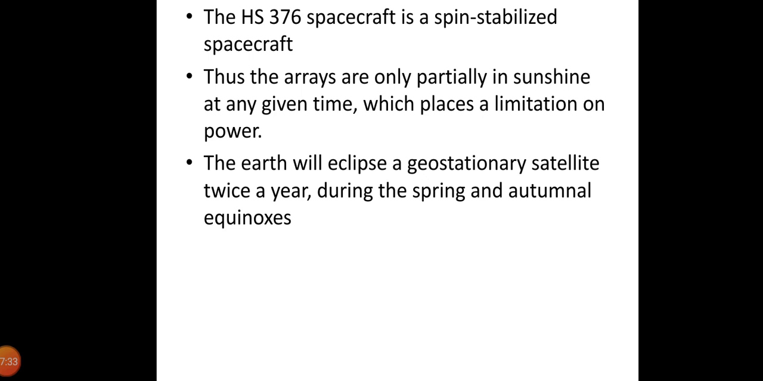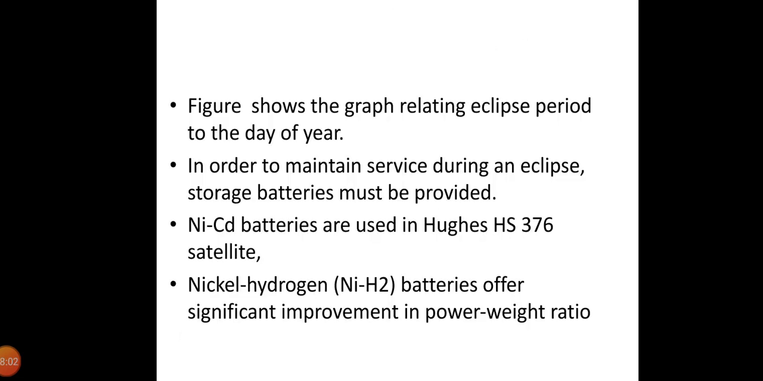The Earth will eclipse a geostationary satellite twice a year during the spring and autumn equinoxes. Daily eclipses start approximately 23 days before and end approximately 23 days after the equinox for both the spring and autumn equinox, and can last up to 72 minutes at the actual equinox days. You can see the graph relating the eclipse period to the day of the year.